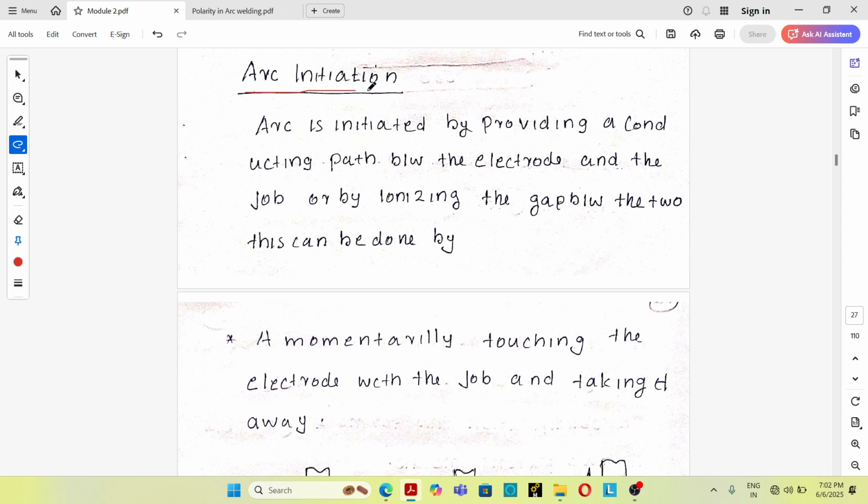So next one, arc initiation. So how is the welding arc initiated?